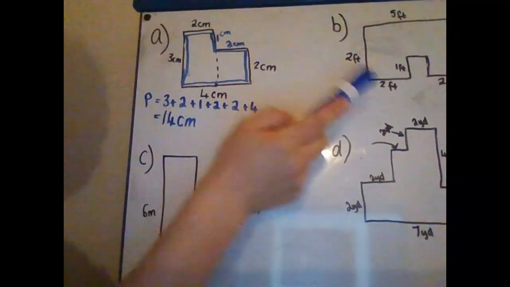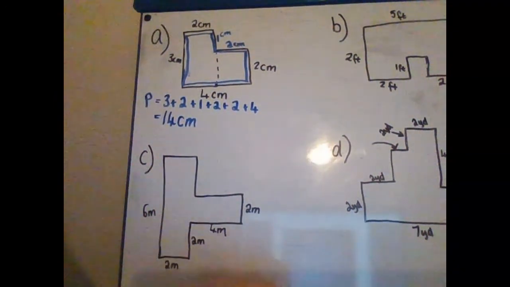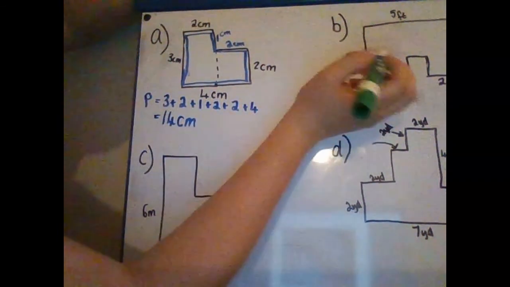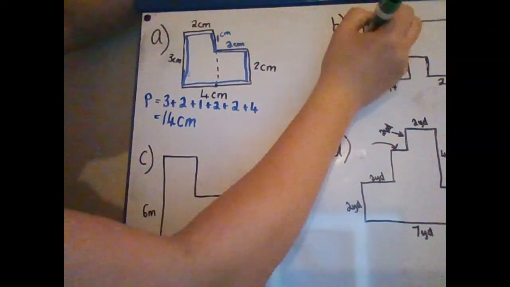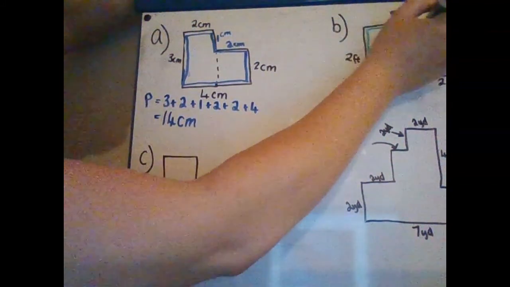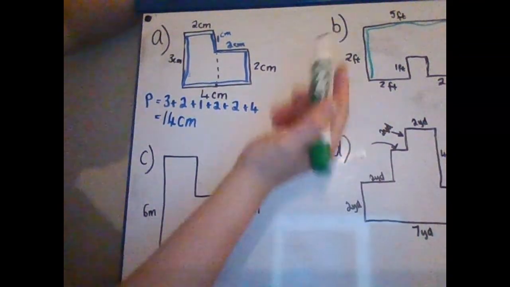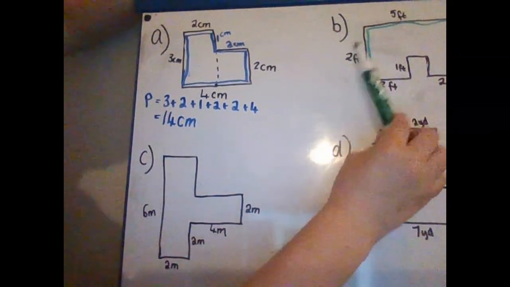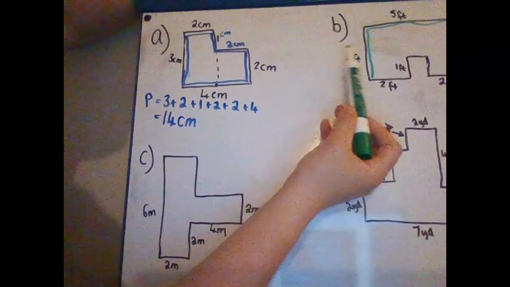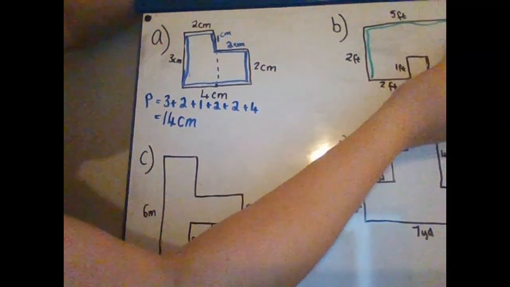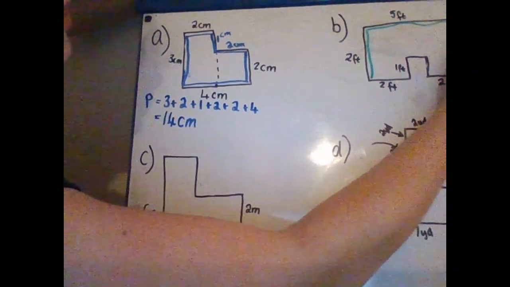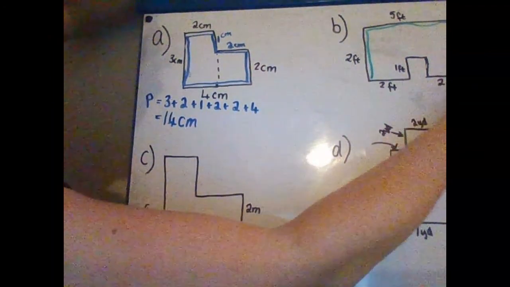Okay, let's have a look at B over here. Again, I want to go around my shape to make sure I get all side lengths. I have here, which is 2 feet, here, which is 5 feet. I don't have that, so I need to calculate that. But what I do know is that they're opposite, so I can instantly say that if from here to here is 2 feet, then here to here is also 2 feet. So I can go ahead and put that right in there.